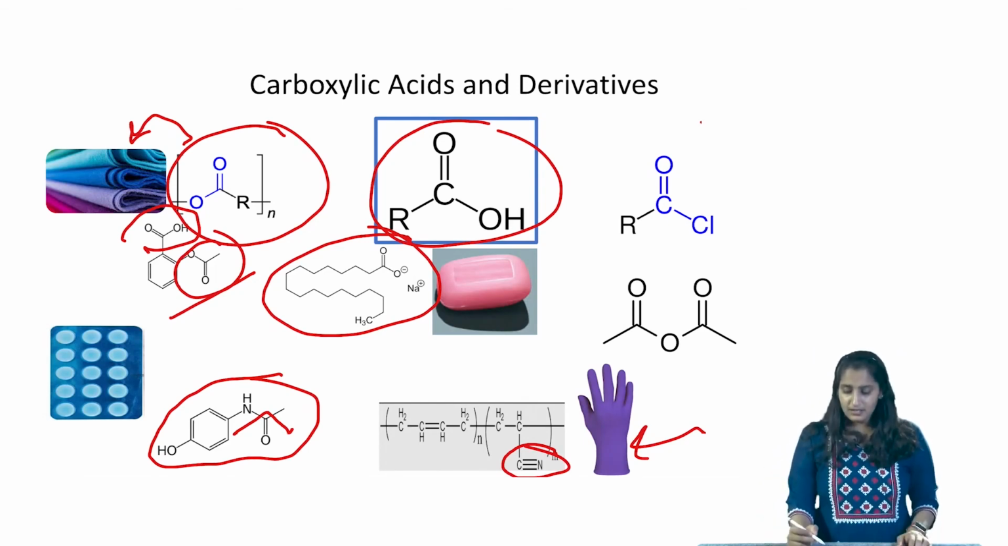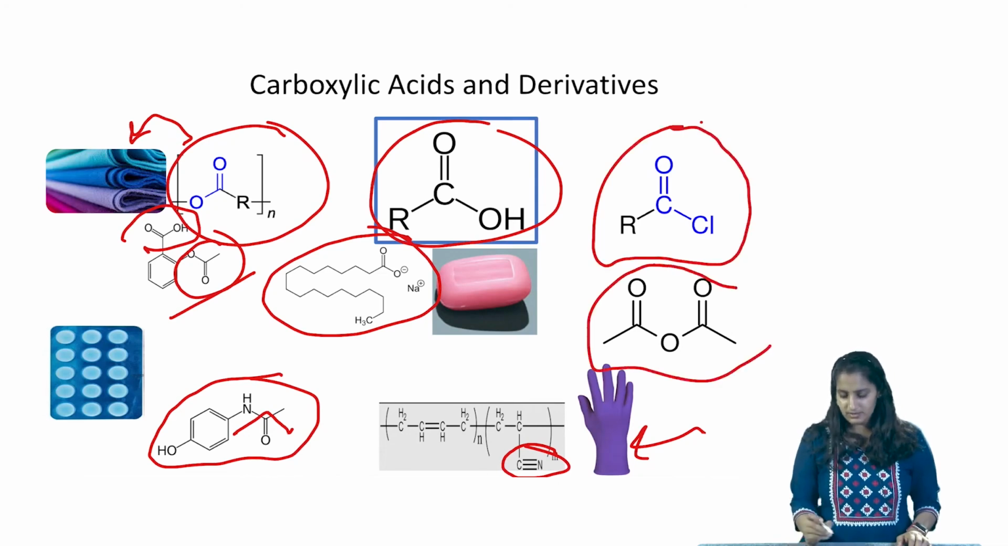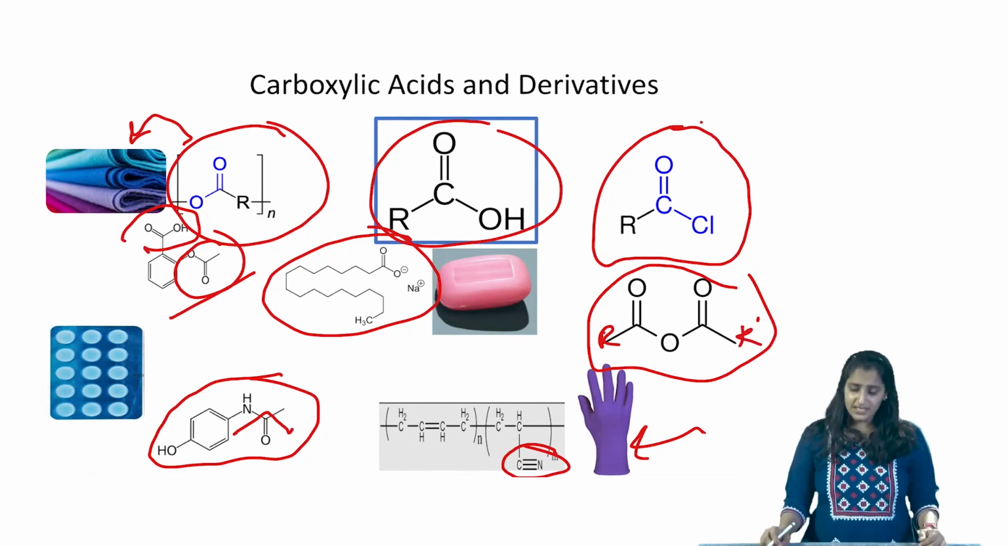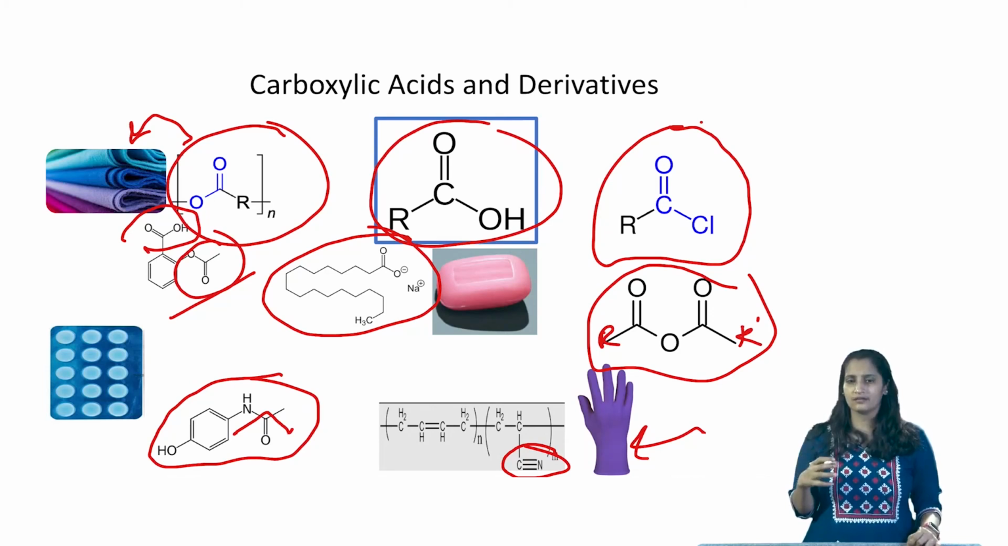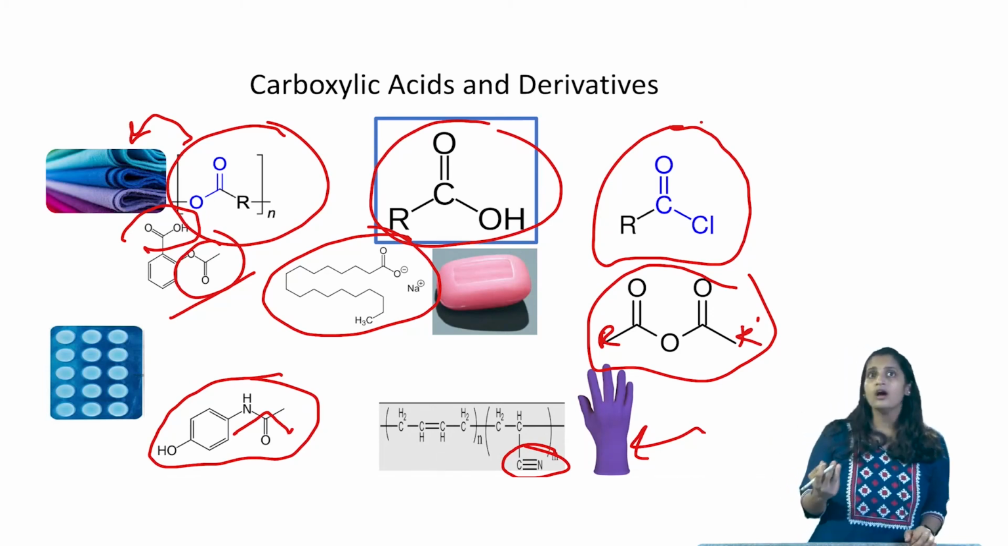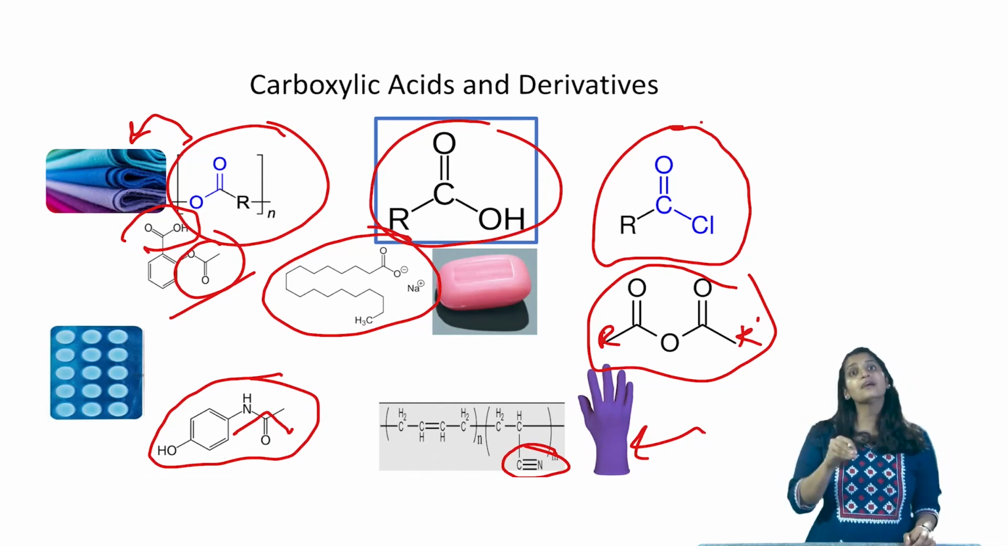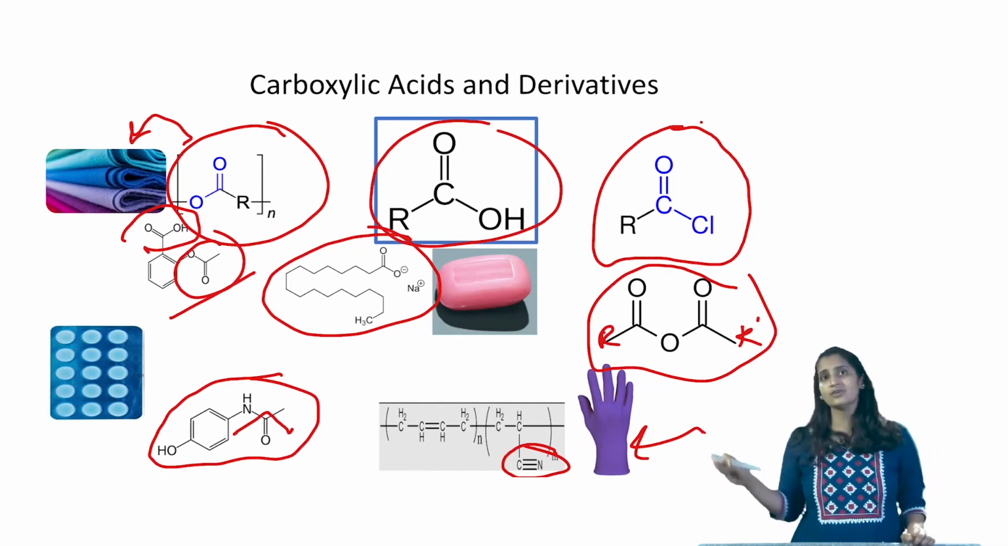The two other functional groups here are the acid chloride and anhydride. Sorry, this is R and R dash. These two we do not find used in everyday life, because they are very reactive, but they are precursors to most other things that we use in our everyday life.